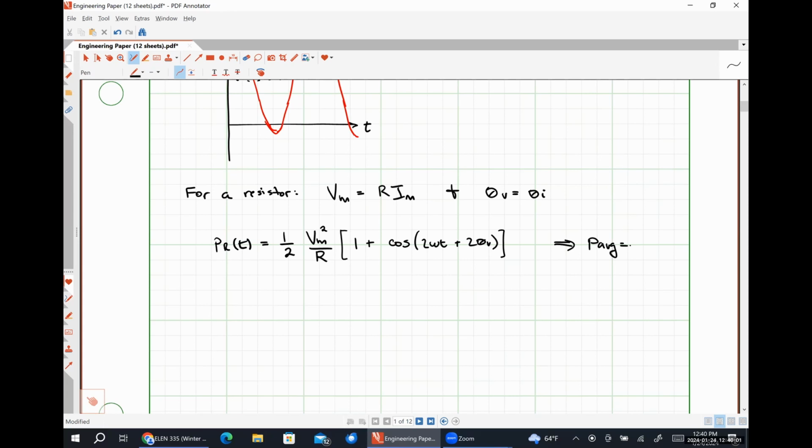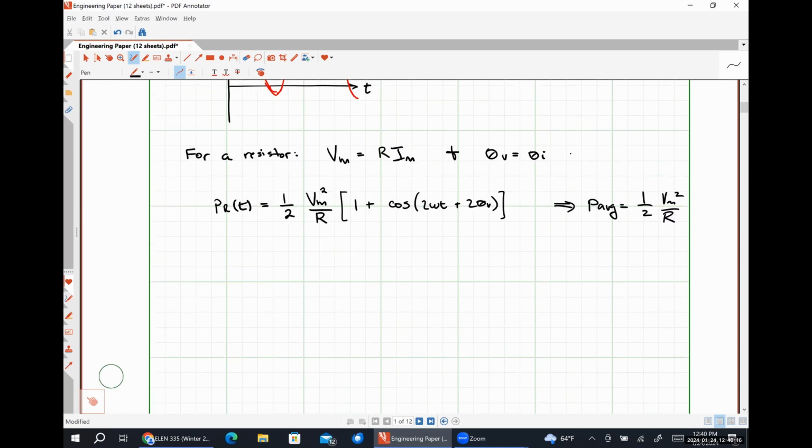The average power absorbed by a resistor only in terms of the voltage drop across the resistor is just going to be the DC part of this equation, which is just 1/2 Vm squared divided by the resistor value. Putting things only in terms of the current, we'll have 1/2. So Vm is equal to R times Im. So we're going to have R times Im, or Im squared times R. Cosine of 0 is still 1, plus the cosine of twice omega t plus twice theta I. So in terms of current, our average power is just 1/2 Im squared times our resistor value.